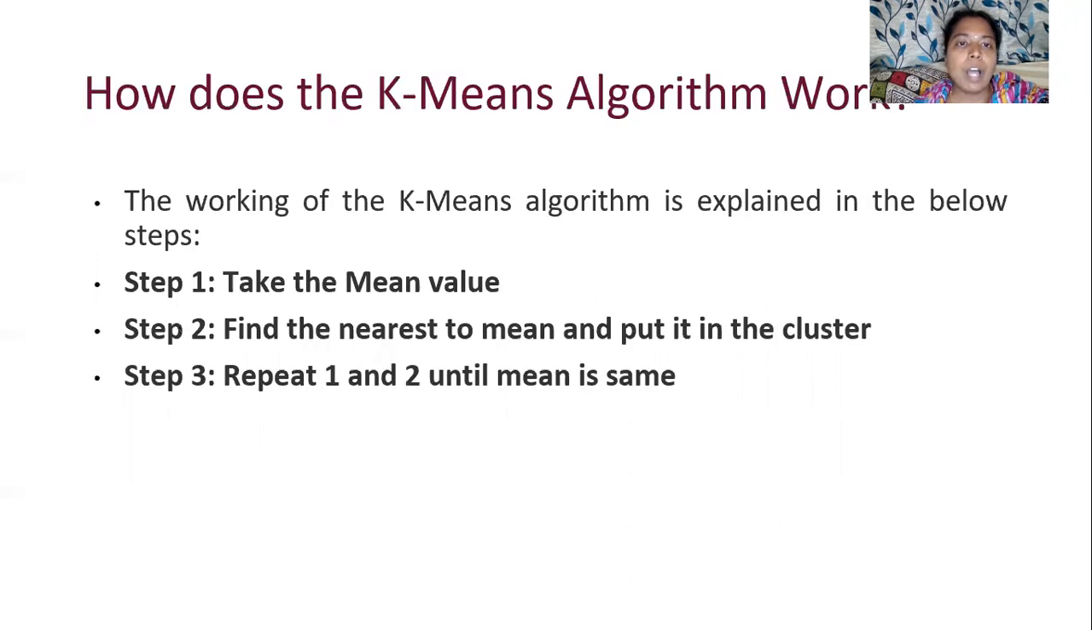So we'll see how the K-means algorithm works. First, we have to take the mean value, find the nearest to the mean and put it in the cluster. Then we have to repeat steps 1 and 2 until the mean stays the same. For the given data points, we take the mean value and find the nearest value to the given mean. If it is nearer, we put it in the cluster; if it is larger, we put it in the other cluster. Again, we have to remember that we have to give the value of K.